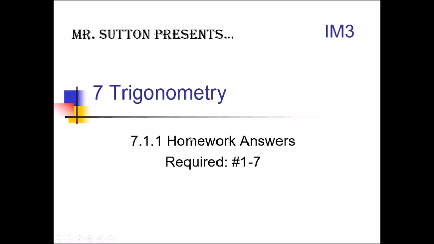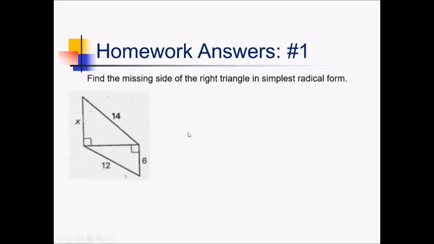IM3-7-1 Part 1 homework solutions on Pythagorean Theorem. For this problem, we're trying to find the missing side of this right triangle here, the top right triangle.